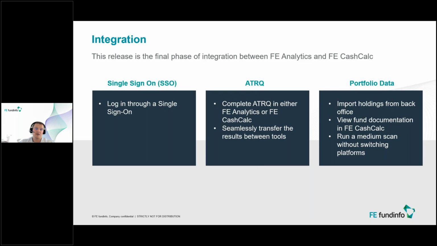This is the final iteration of the FE Analytics to CashCalc integration. As part of the other releases that we've launched over the last year or 18 months or so, advisors can now log into both systems via single sign-on, saving time jumping between them and entering passwords. The attitude to risk questionnaires are now linked. So when you've got a client on CashCalc and you're using the onboarding functionality, as well as sending somebody a fact find and other documents, you can also send them an ATRQ, which a client can then complete at their end, and you can then push the results back into Analytics to find an investment solution that matches that client's risk profile.